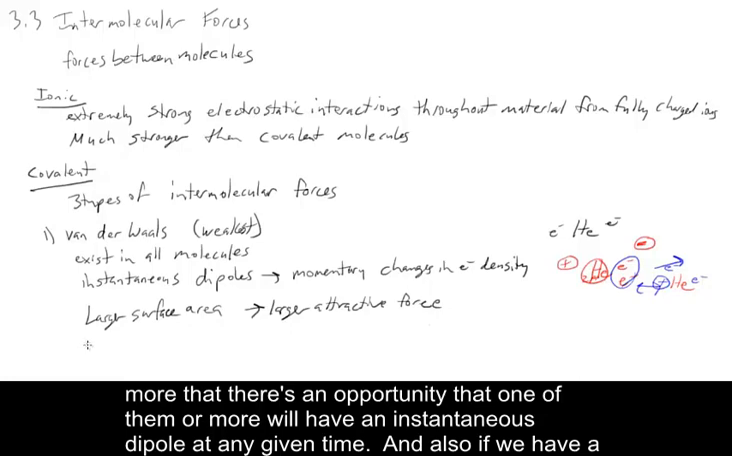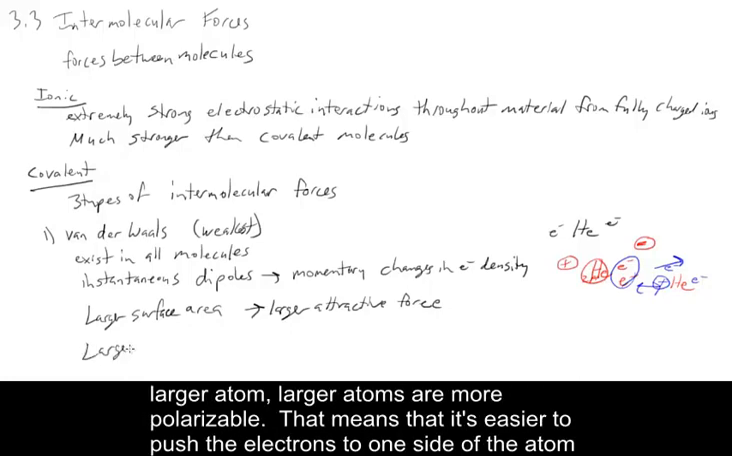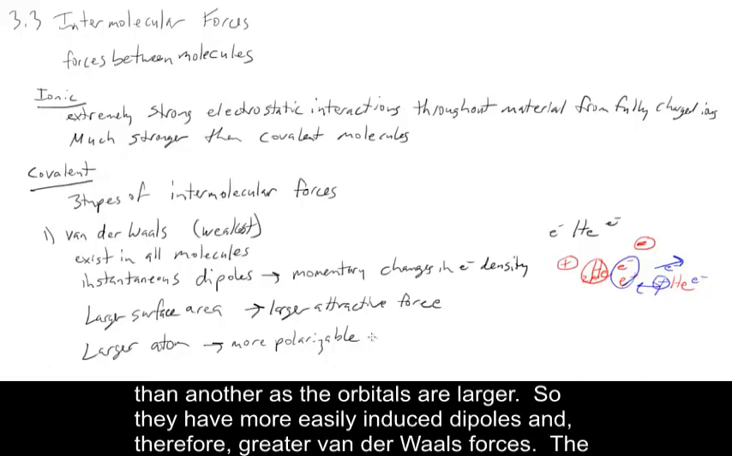And also, if we have a larger atom, larger atoms are more polarizable. That means that it's easier to push the electrons onto one side of the atom than another because the orbitals are larger. And so they have more easily induced dipoles, and therefore greater van der Waals forces.